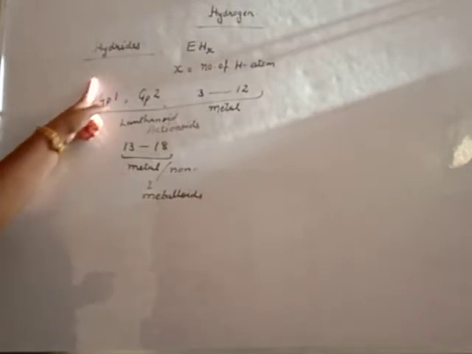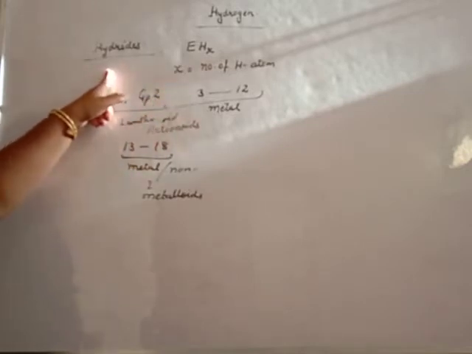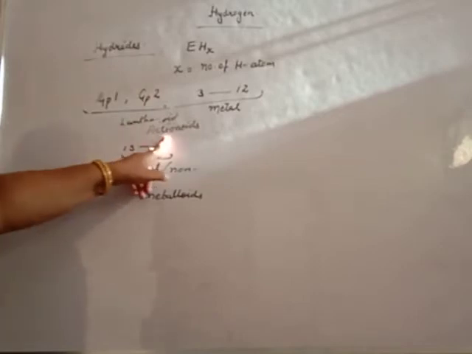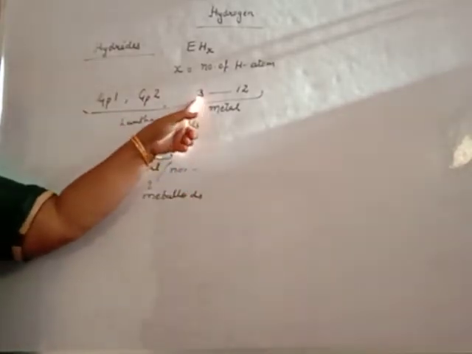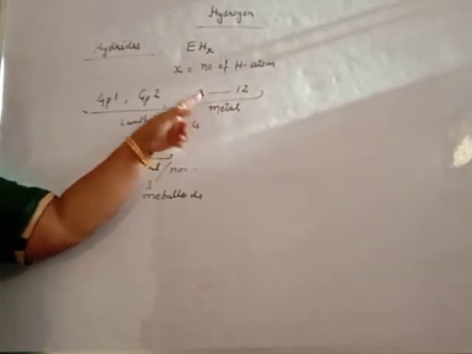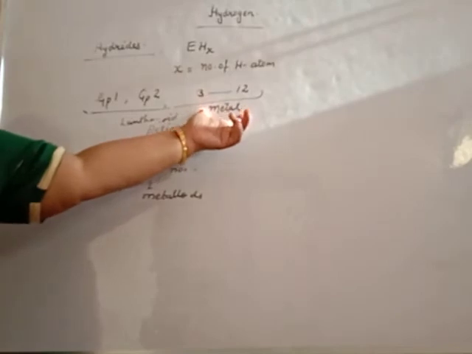Here hydrides are of three types. Beta, ionic hydrides are formed by group 1 and group 2 elements. Covalent hydrides are formed by group 13 to 18 elements. And these are the transition hydrides or metallic hydrides because they show all the properties of metals.